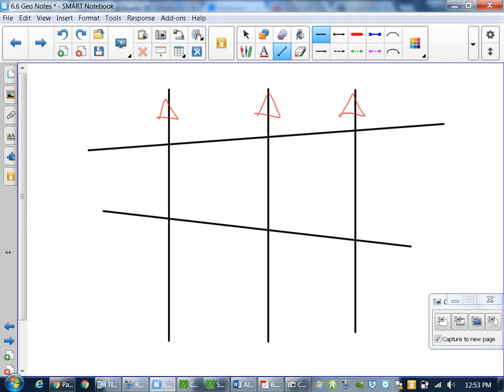So if you have three parallel lines that are cut by two different transversals, you got a whole bunch of stuff going on there. But what I want you to notice is that on the inside of the three parallel lines, isn't there just two segments on the top and two segments on the bottom? You guys agree with me on that?